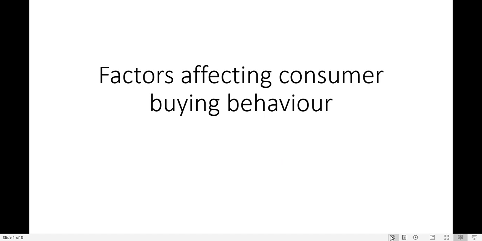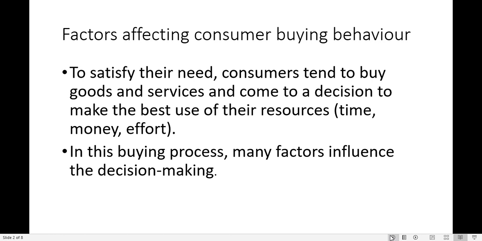A consumer is the end user of a product, and there are different factors that determine how a consumer is going to buy a product. The main aim of a marketer is to persuade a consumer to buy a product. So there are different factors that affect consumer buying behavior. A consumer can buy a product in order to satisfy their needs, and these products can be in the form of goods or services.